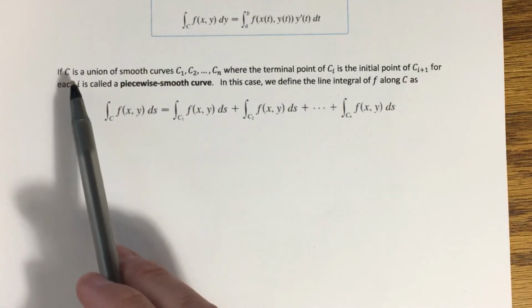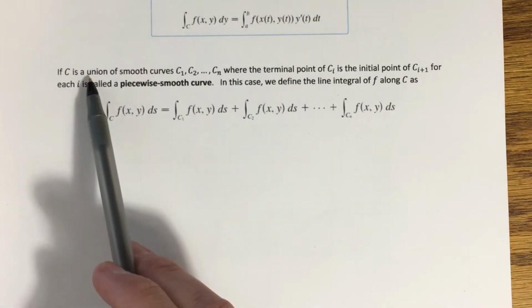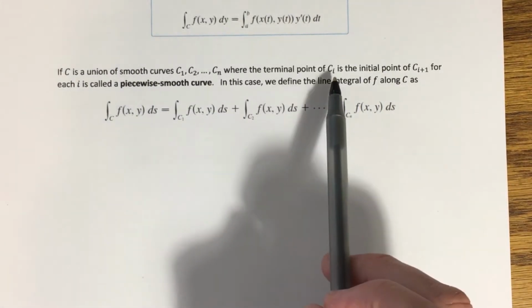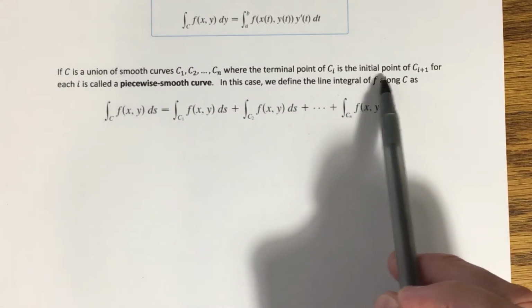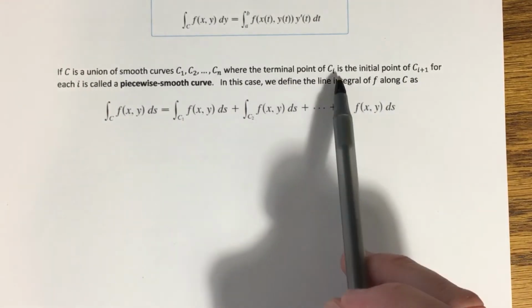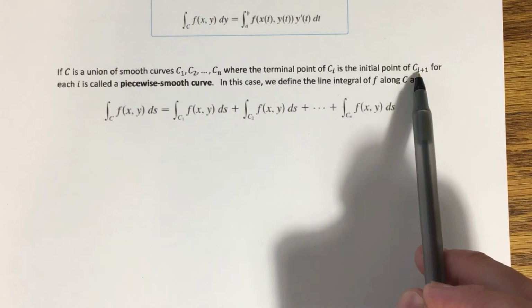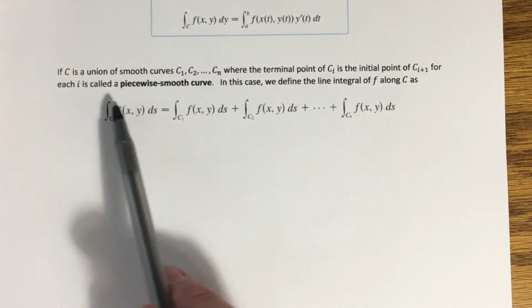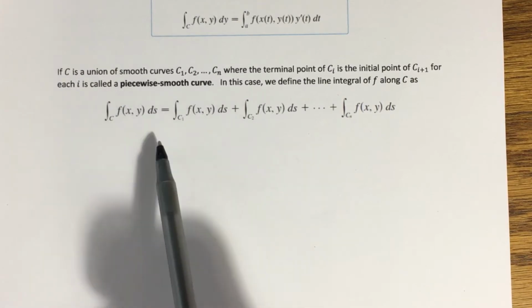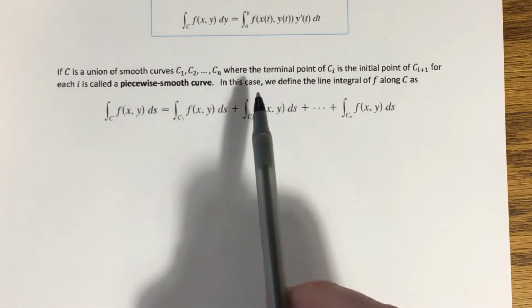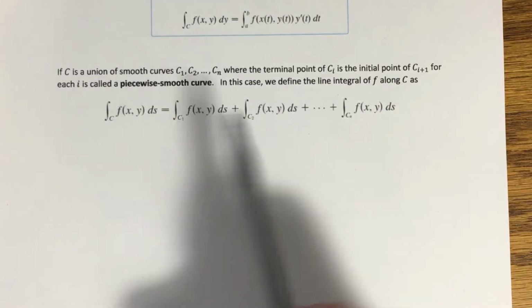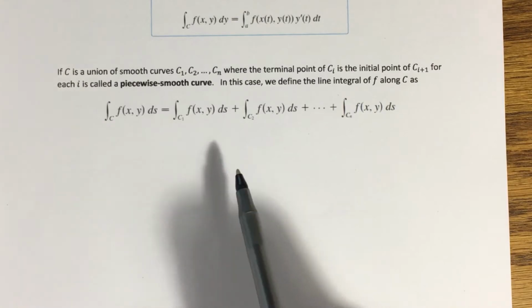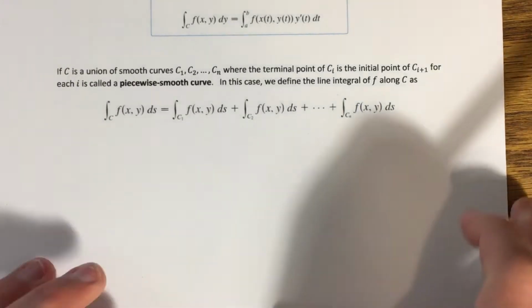So if you have a curve C, and it's a union of smooth curves, C1, C2 through Cn, where the terminal point of Ci is the same as the initial point of Ci plus 1. That means the terminal point of one of these curves coincides with the initial point of the other, connecting them. Then we refer to C as a piecewise smooth curve, and we define the line integral along C as the sum of the line integrals along each of those individual pieces of that curve.